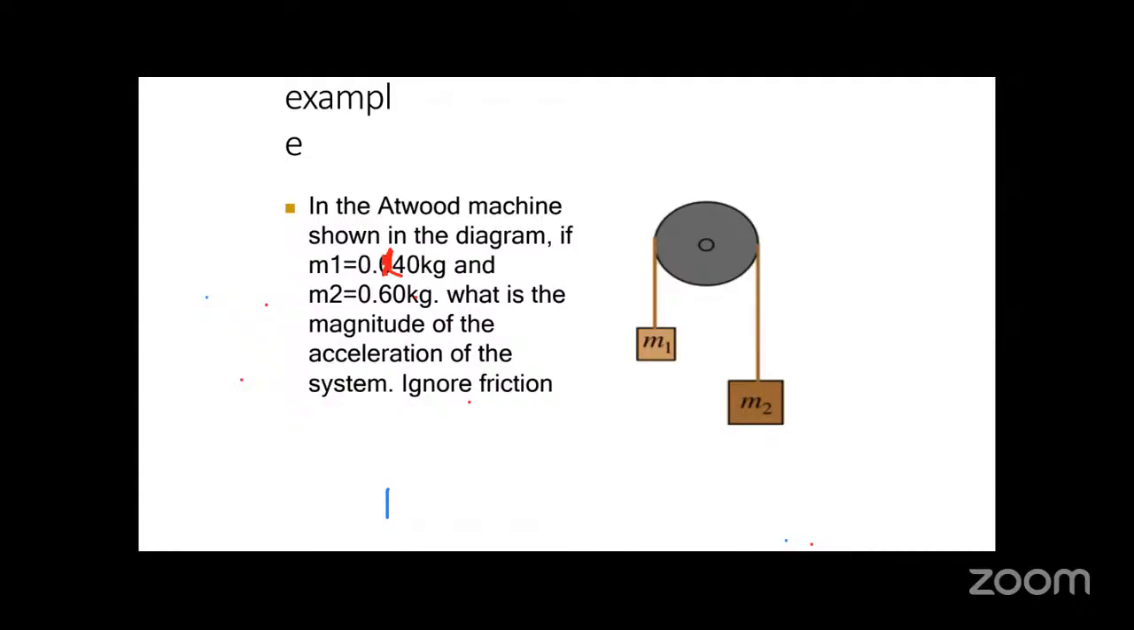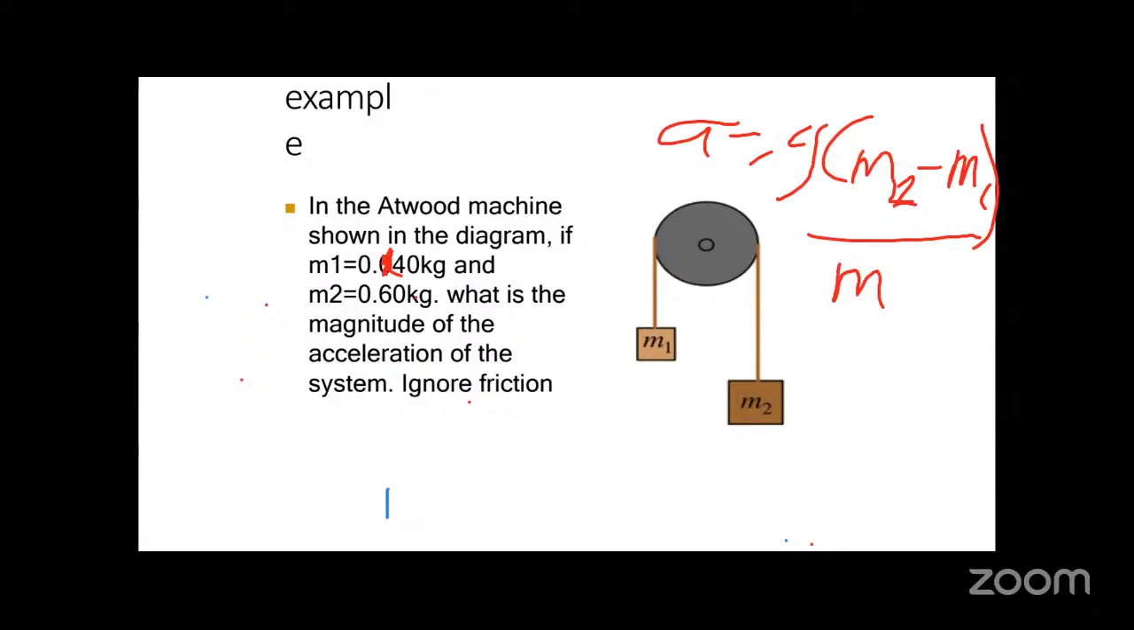So the magnitude A will be equal to G. Since M2 is greater than M1, it means that we are going to subtract M1 from M2. But at the denominator, we add them. At the numerator, we subtract. At the denominator, we add them. So this is how the equation will look like.